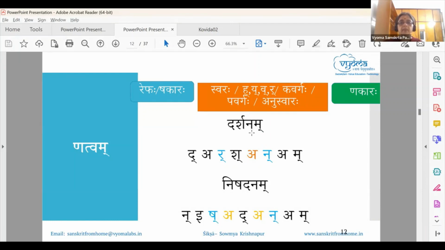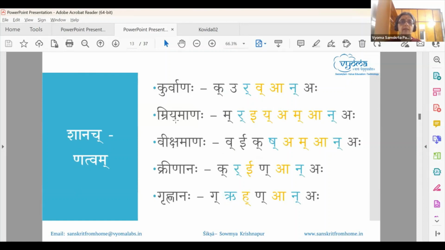Darshanam. Here, between repa and nakara, there is shakara, which is not in this list. So the natva is prevented, and there is darshanam. Nishadanam also has a shakara, and in between we get dakara. So even if one letter which is not in this list is intervening, then we will not be able to do the natva.